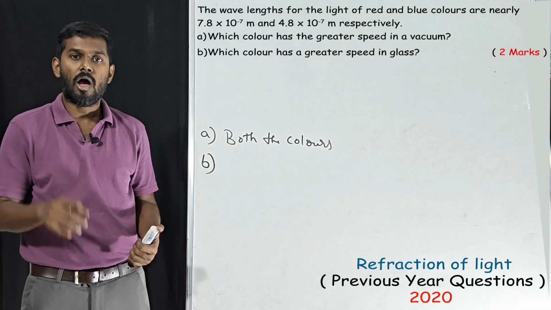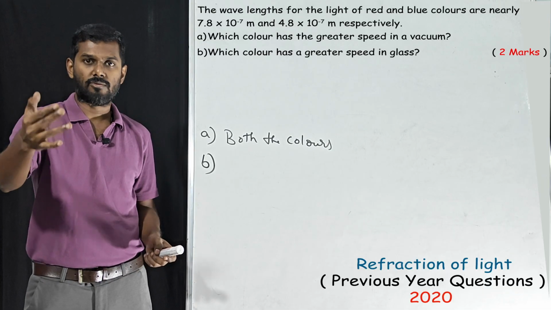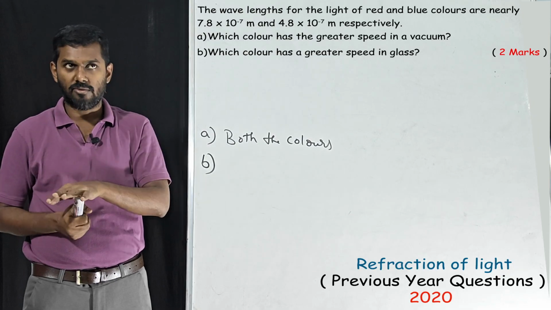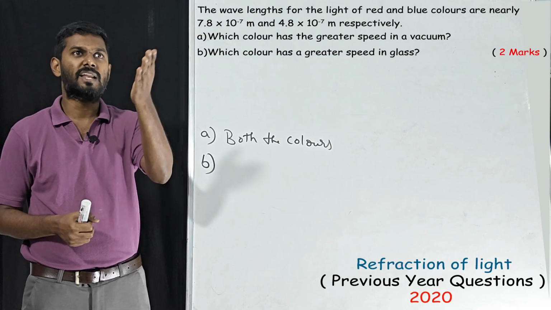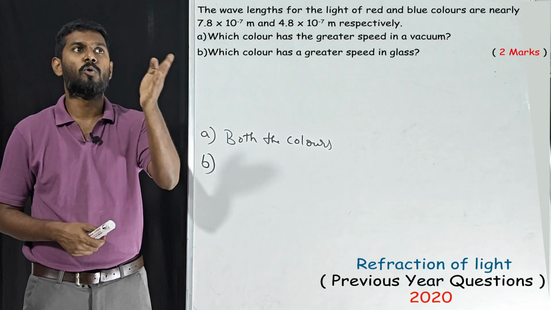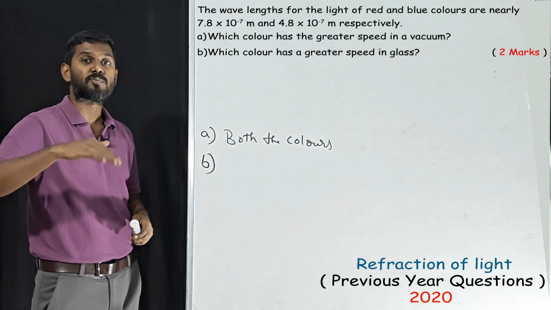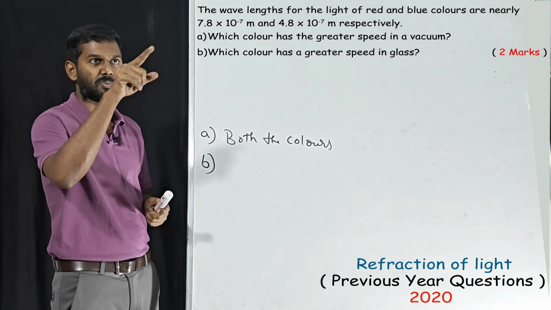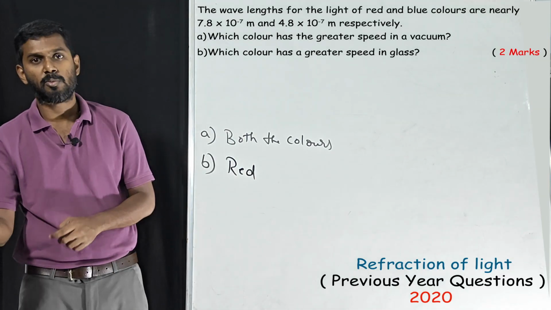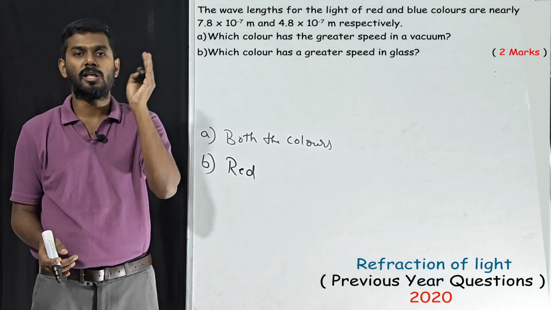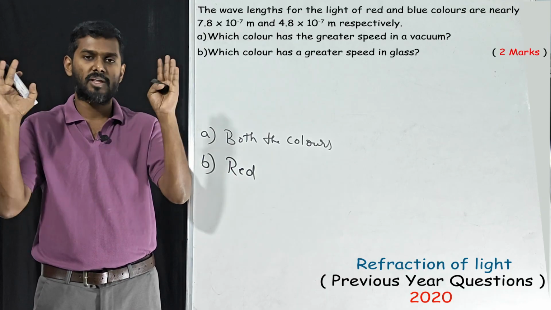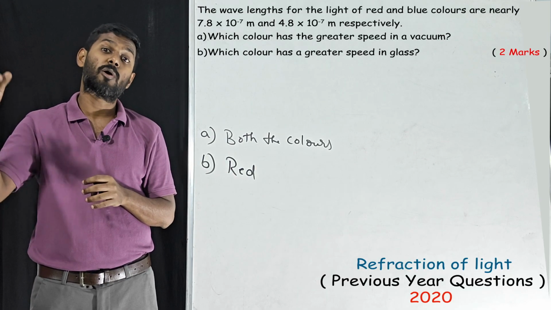Except air or vacuum, in any medium it depends upon wavelength. More the wavelength, more will be the speed. In the given case, red and blue are given. Which has more wavelength? Red has more wavelength, that is 7.8, and blue has 4.8 into 10 power minus 7. So red has maximum wavelength, so it has greater speed in glass. So the answer is red. Speed and wavelength are directly proportional. But when it comes to vacuum, wavelength will not affect the speed. All the colors will have the same speed, that is 3 into 10 power 8 meter per second.